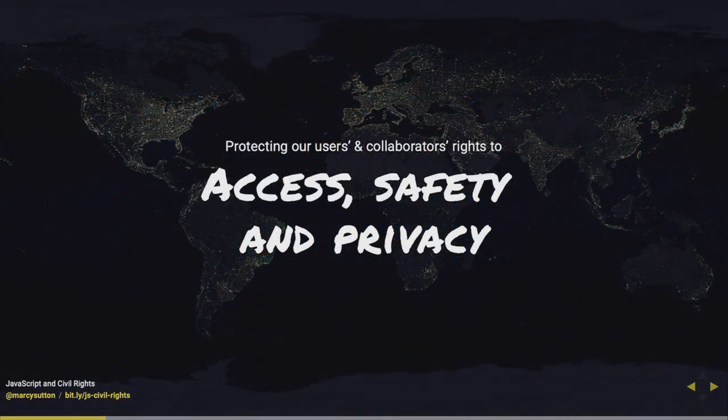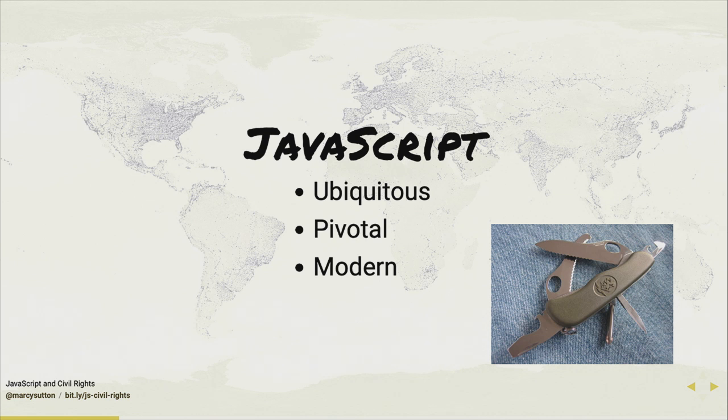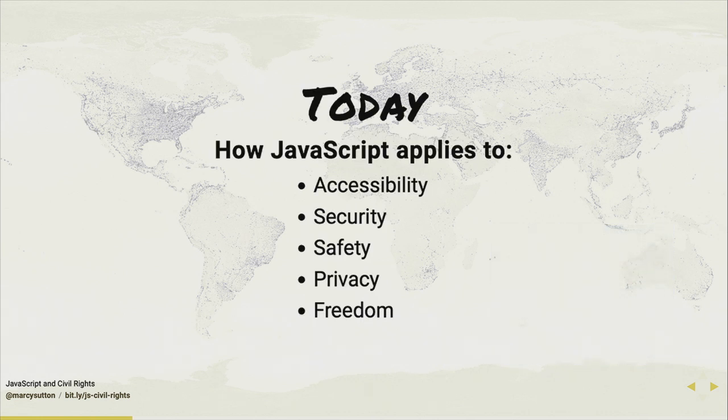So it's all about protecting our users and our colleagues and collaborators' rights to access, safety, and privacy. And then there's JavaScript. I know we're at DrupalCon, so PHP is the back-end language that we're mostly talking about. But these days, JavaScript is a part of the user experience that people have come to expect. People are going to build user interfaces with JavaScript. It's used heavily in Drupal as well. So we might as well talk about making it as inclusive as possible, because it's ubiquitous, pivotal, and modern. So today, let's talk about how JavaScript applies to people's civil rights, and we'll discuss accessibility, security, safety, privacy, and ultimately, people's freedom.